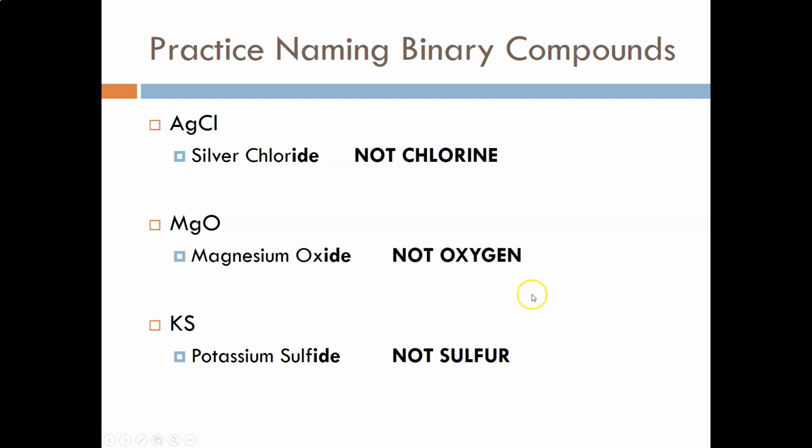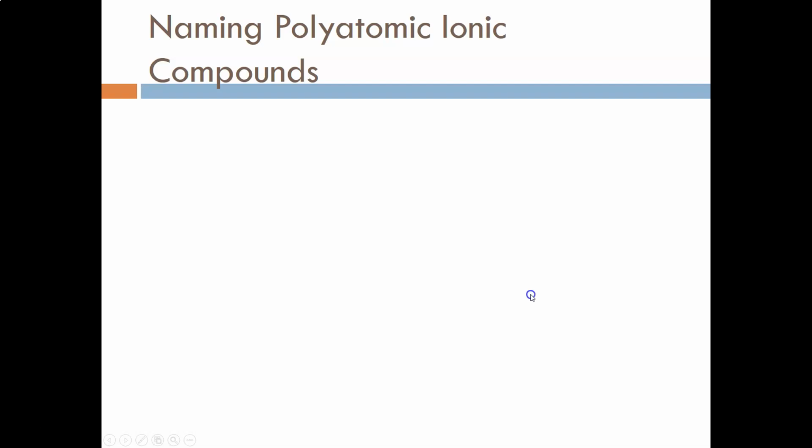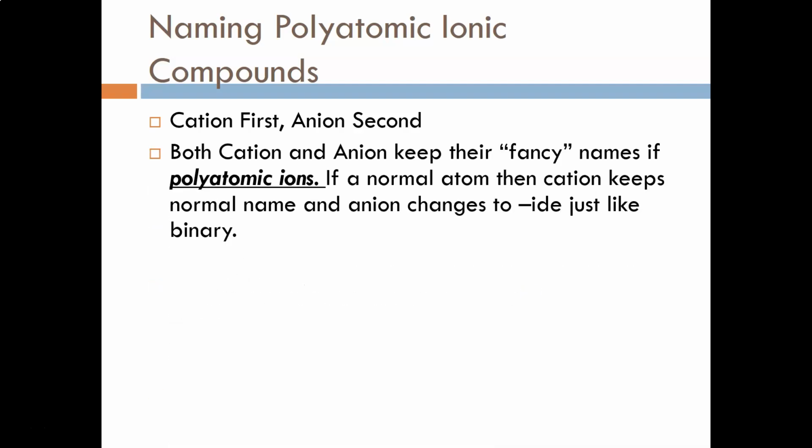So now let's look at naming the polyatomic ones. You're still putting the cation and the anion in that order. The nice thing is, if they have those fancy names from your ion sheet for these polyatomics, you just get to keep the fancy name. Some of them will already be "ide", some of them are not. But no matter what, you just leave their fancy names the way they are. So if you don't memorize those fancy names, you're not going to know them.